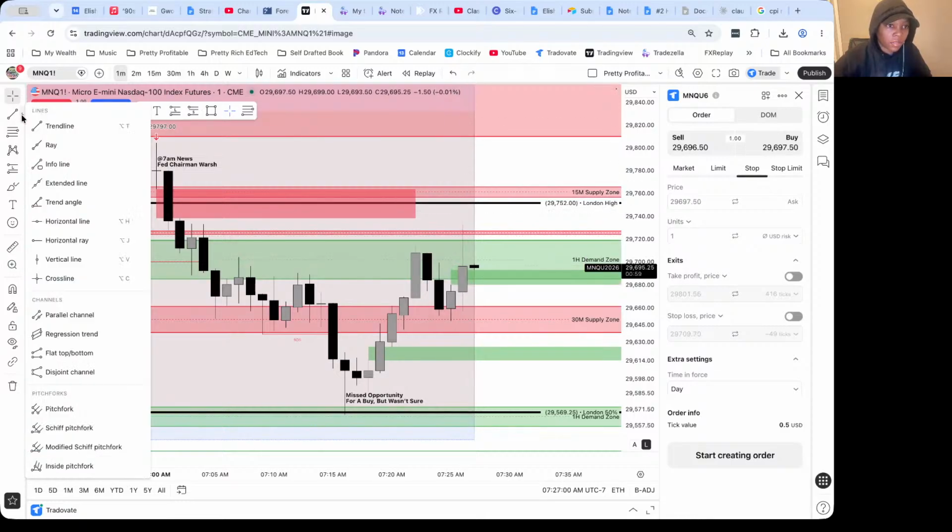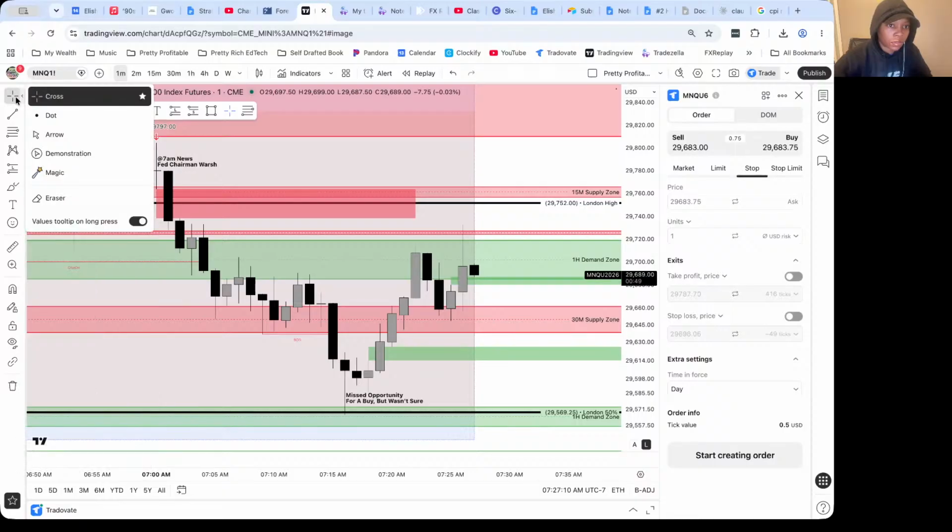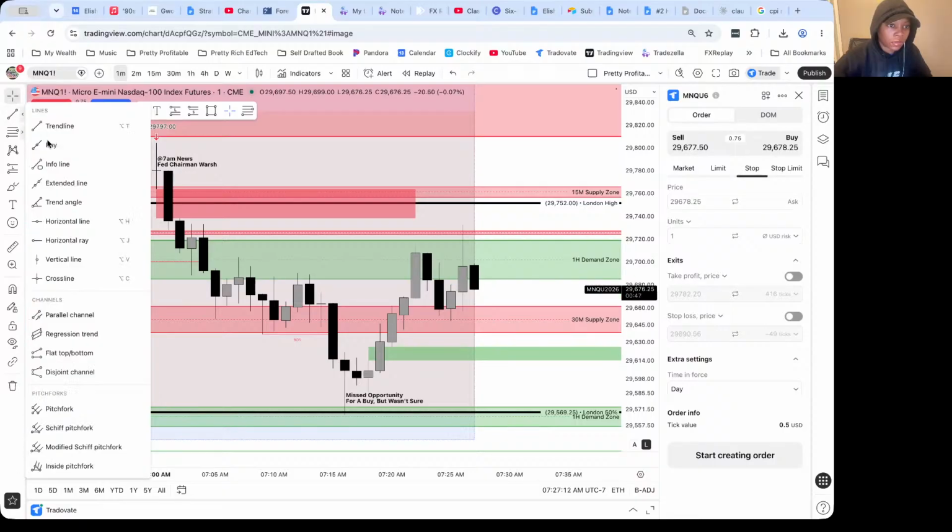If I use an arrow, what do I use for an arrow? That's the cursor, but let's just see.